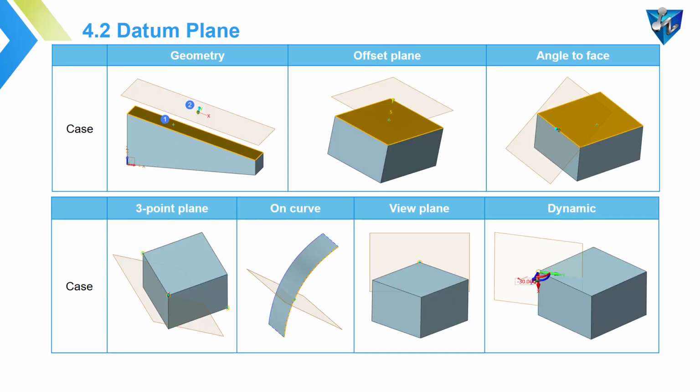And the next is datum plane. ZW3D also provides 7 ways to create it: by geometry, by offset plane, by angle to a face, by 3 points, on curve, by view plane, and also dynamic way. Okay, you can quickly go through the page as well.